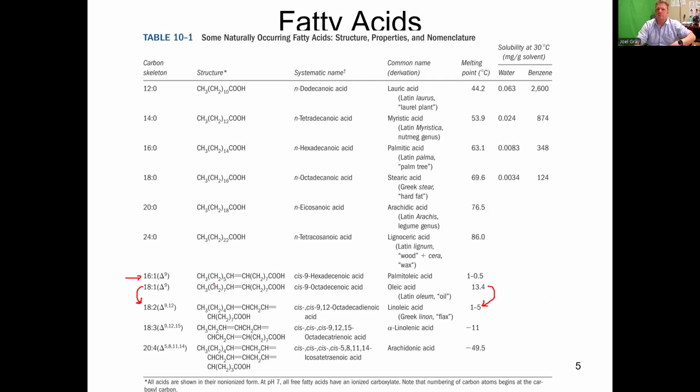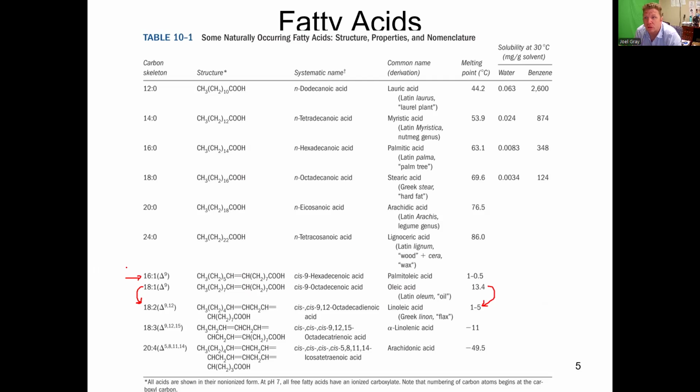So from the top half of this table, there's one trend that you can take away from it. Increase the number of carbons, melting point goes up. Increase the number of double bonds, melting point goes down. We see that from looking at the top half of this table and the lower half.